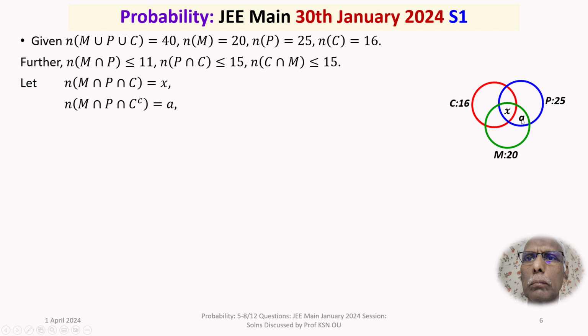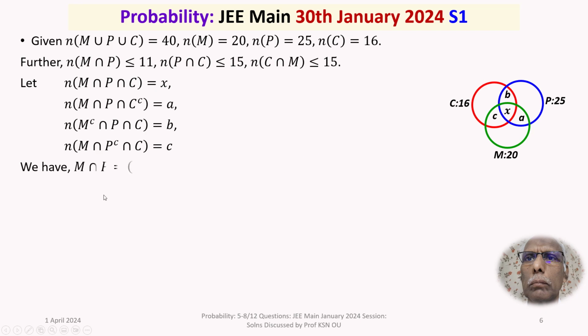So this is A. M intersection P is this portion, but not C, meaning this X you have to remember. Now n of M complement intersection P intersection C is B. This is your B. And n of M intersection P complement intersection C is C. This is the C portion. Agreed. And if you write down these things as a disjoint union, then counting becomes easy. That is why we have done like this.